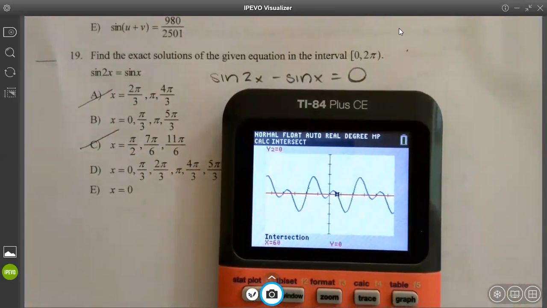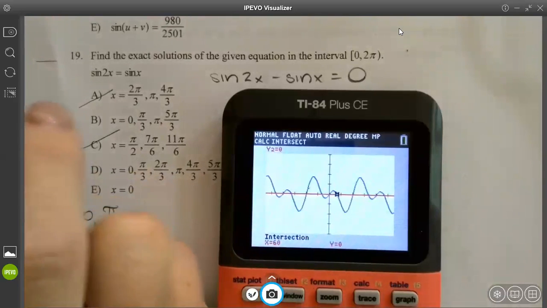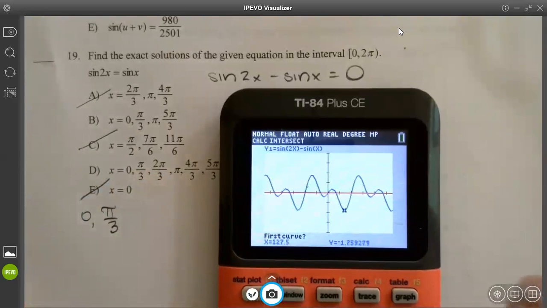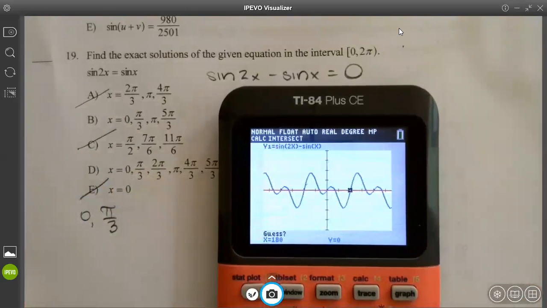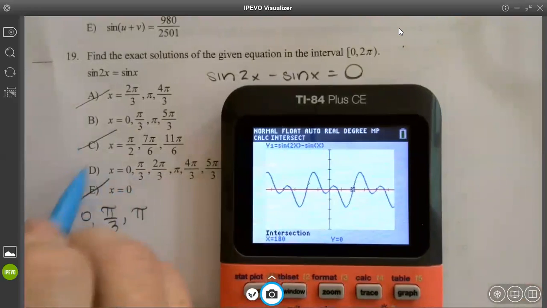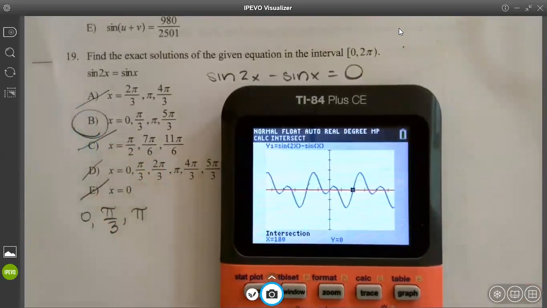What did I get? Why did I get 60? Because I'm in degree mode. So what is the radians for 60? And you can look at your unit circle. What is it? Pi over 3. So we had 0. Now we have pi over 3. So it can't be E because we have more than 1. Second trace intersect. Enter. 180. What is that one? Did I get 2 pi over 3? So your answer is B.